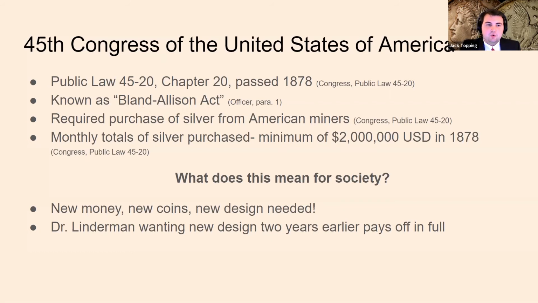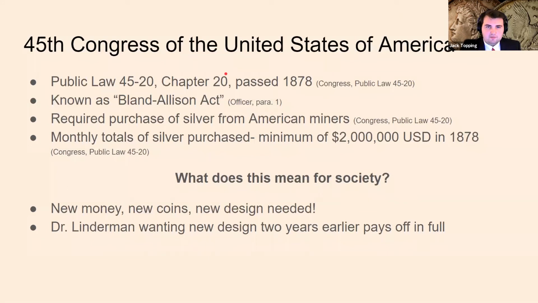The answer is that it required the United States government to purchase silver from American miners and mint silver coins to be used as legal tender. It required large purchases of silver, the text of the law specifically saying, quote, "not less than $2 million worth per month, no more than $4 million per month," end quote, of silver be purchased and then minted and distributed as legal usable coinage to the public.